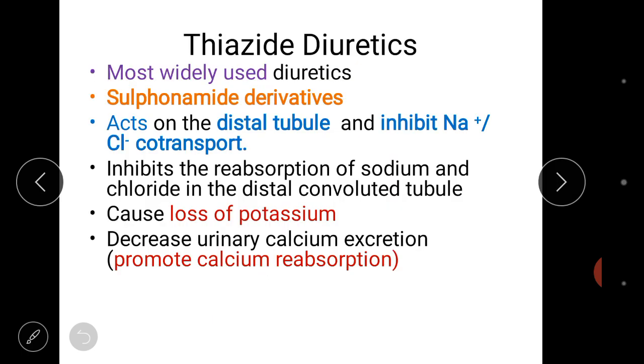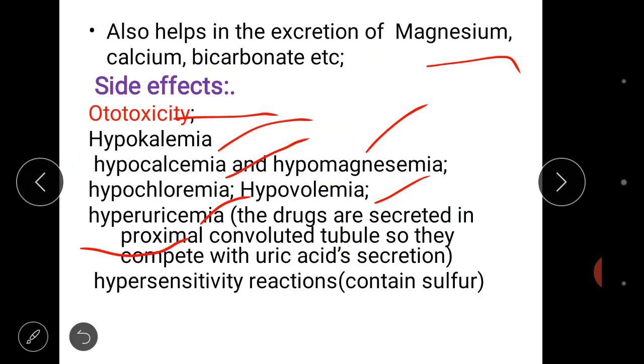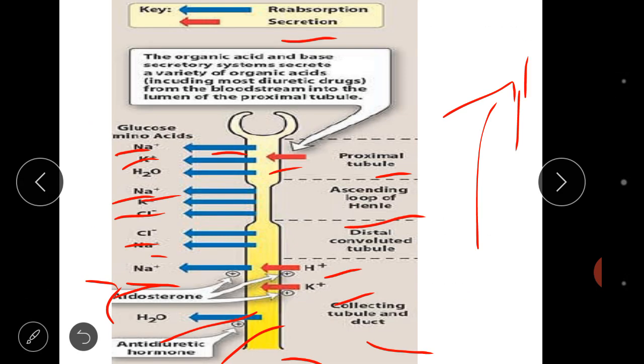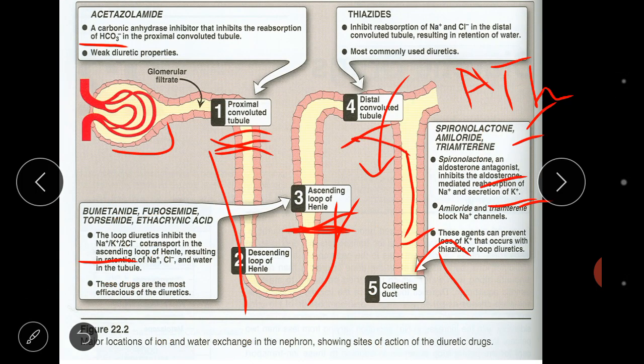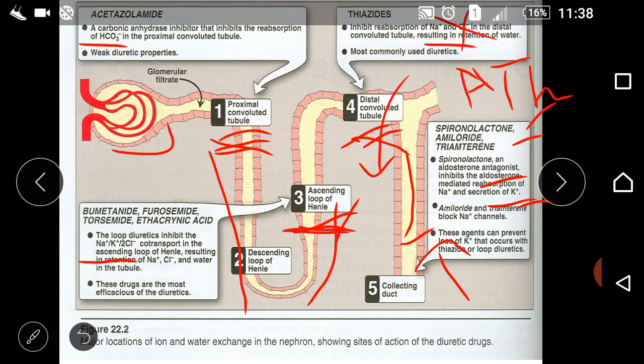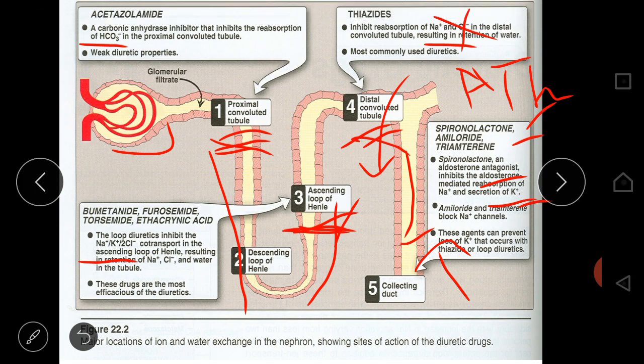The next class of drugs we have is the thiazide diuretics. The site of action is the distal convoluted tubule. They inhibit sodium chloride cotransport, so the reabsorption of sodium and chloride will be inhibited. Okay, I'll show you once again. See, this is the site where thiazides will act, the distal convoluted tubule. Here sodium chloride cotransport is present, and they will inhibit that. So they inhibit the reabsorption of sodium and chloride ions. Okay.